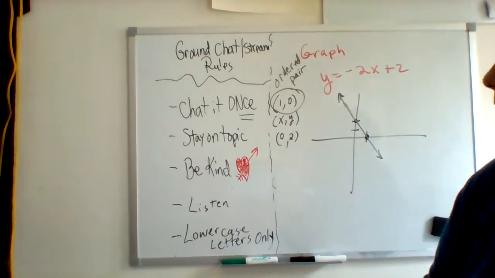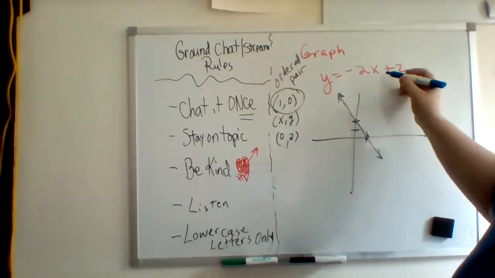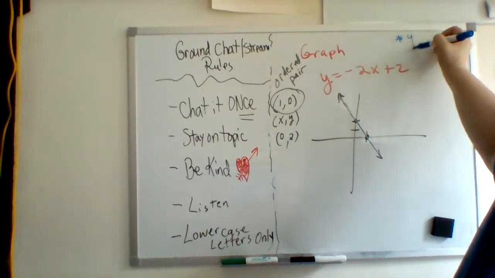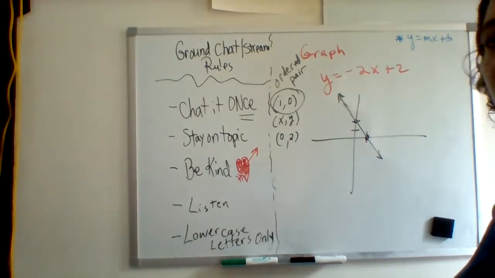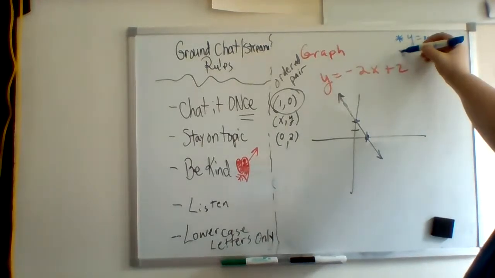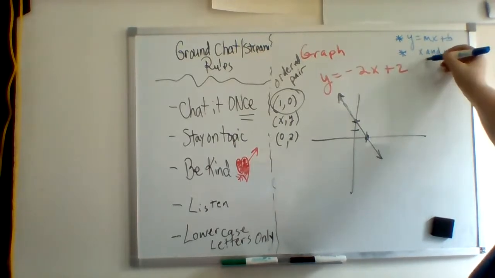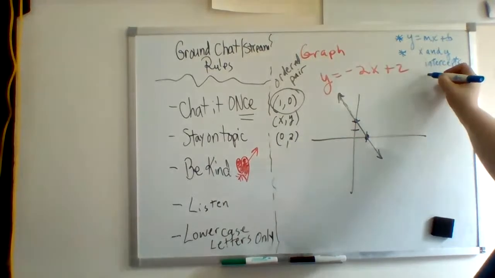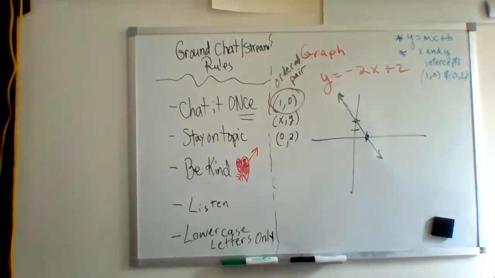Okay, so before I say we're done with the warm-up, yesterday you told me some very important notices. For example, you told me that this equation was in the form of y equals mx plus b, right? You also told me that you could find from here x and y intercepts. And that's exactly what you did here. So I'm going to put it up here for today. And 0, 2. Okay.